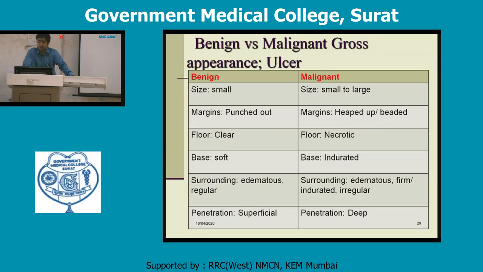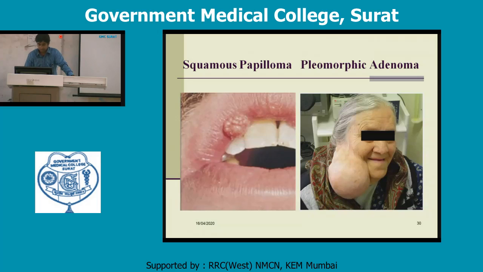In a benign ulcer, the surrounding tissue is edematous and regular, while here it is edematous but irregular. Benign ulcers are superficial, so while doing scraping or surgical cleaning they are superficial, and in case of malignancy, they are deep enough. So these are a few slides of benign conditions.